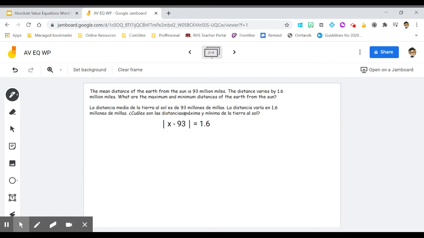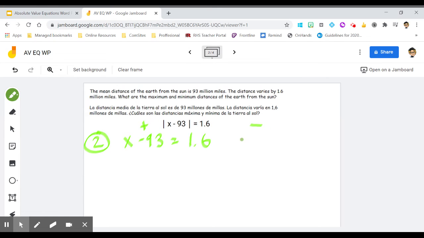The distance varies by 1.6 million miles, meaning it's either going to be 1.6 more or 1.6 less. That's where this equation comes from. So I'm going to switch pens for a second because I'm going to need to try something. So now in our step 2 here, we're going to have x minus 93 is 1.6. This is our positive version.